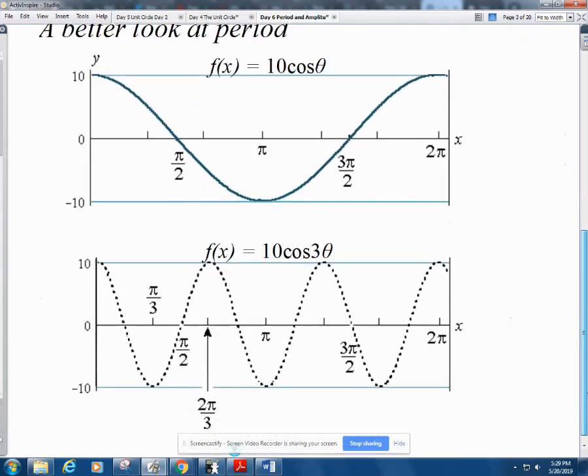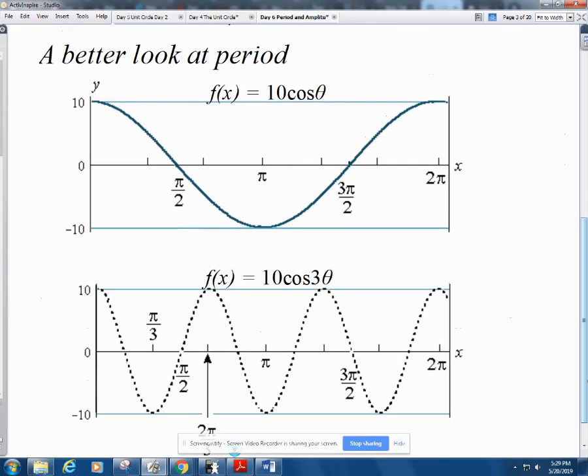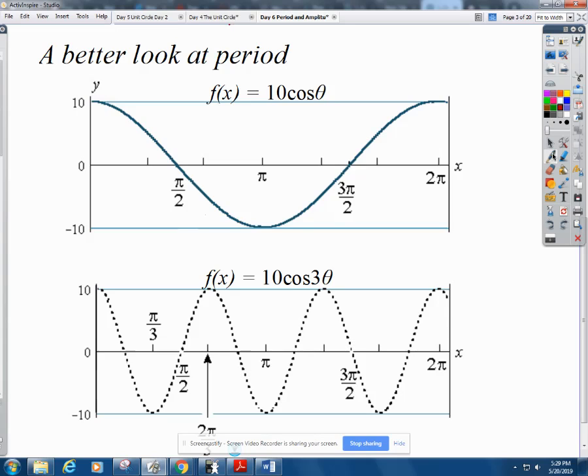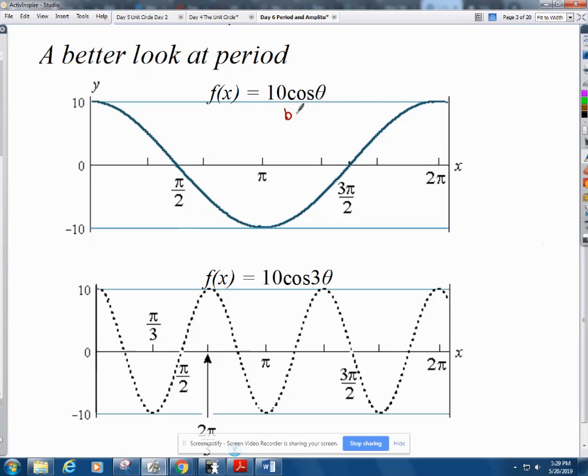Better look at period. So this is what I was showing you before. When you have a frequency and then you change the frequency, you change your B value, it changes the period of the function. So better look at period. In this particular problem, your B value equals 1.